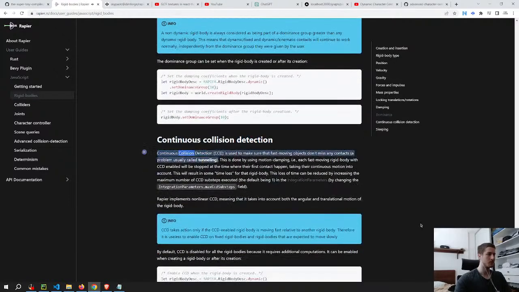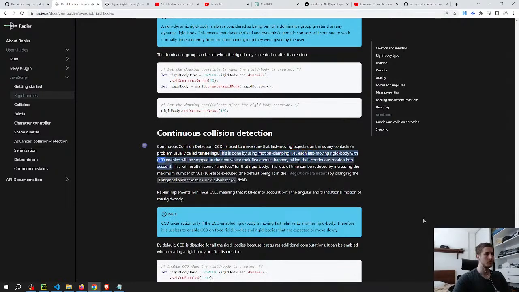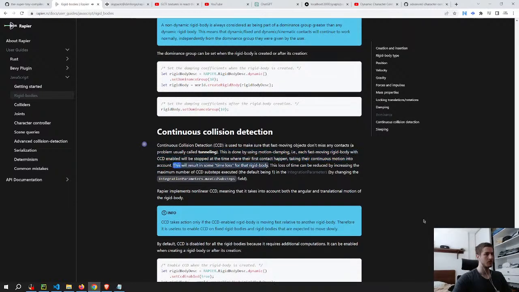Continuous collision detection. Continuous collision detection, CCD, is used to make sure that fast-moving objects don't miss any contacts, a problem usually called tunneling. This is done by using motion clamping, i.e., each fast-moving rigid body with CCD enabled will be stopped at the time where the first contact happened, taking their continuous motion into account. This will result in some time loss for that rigid body.